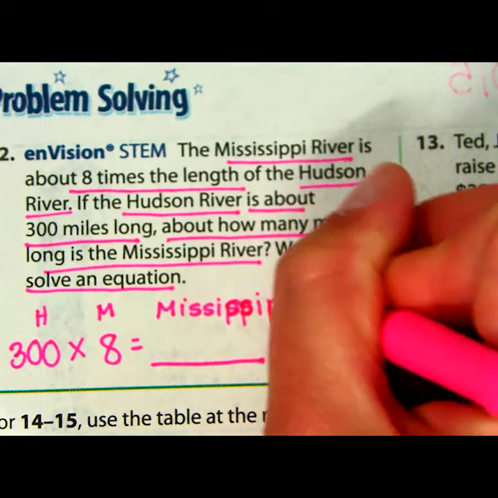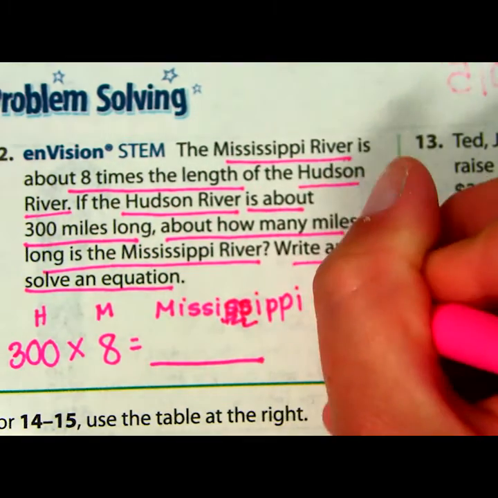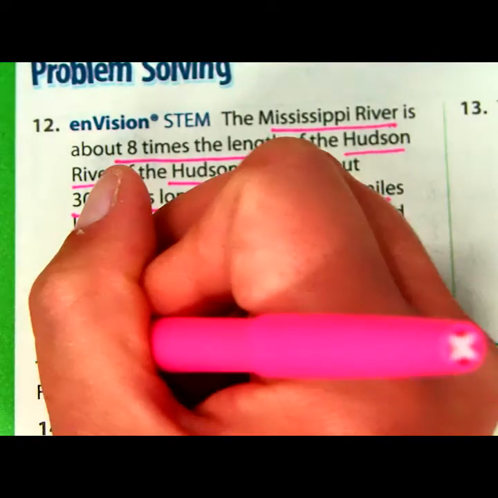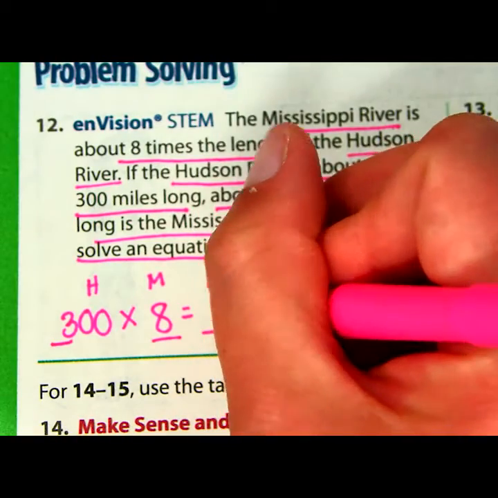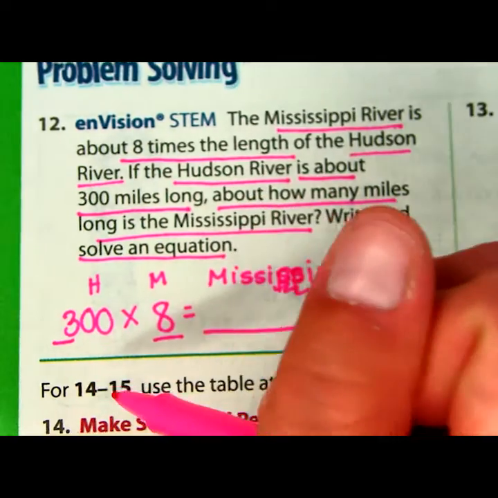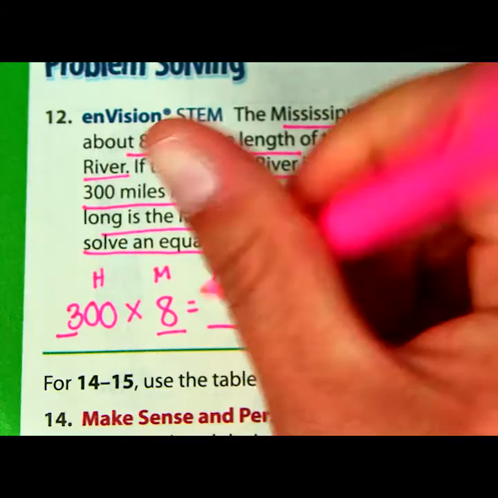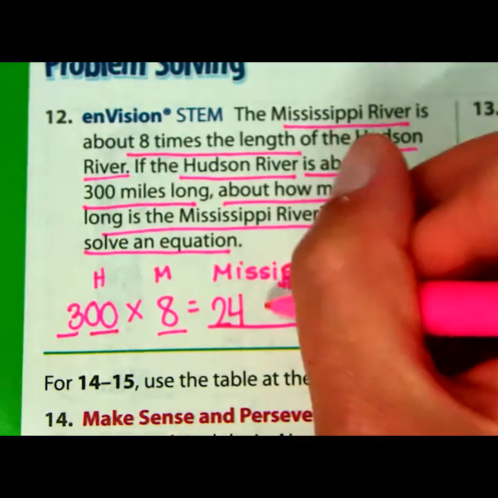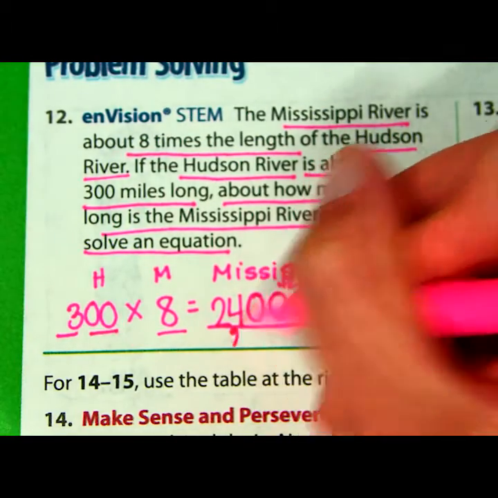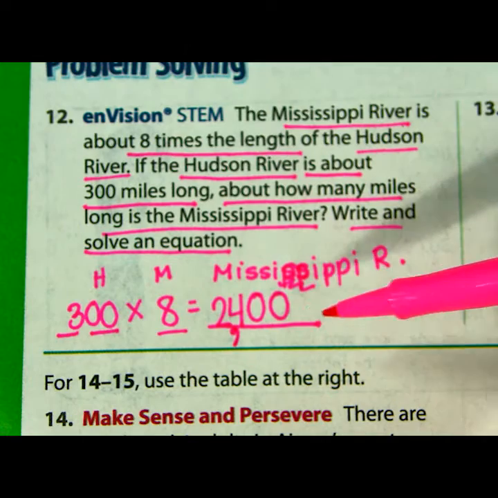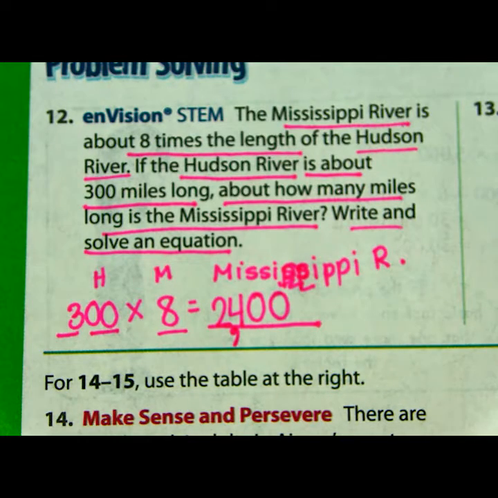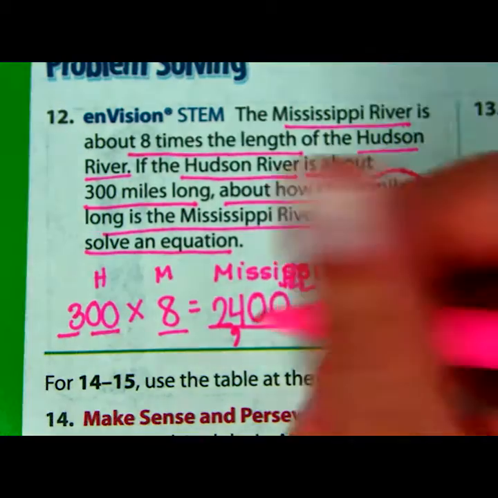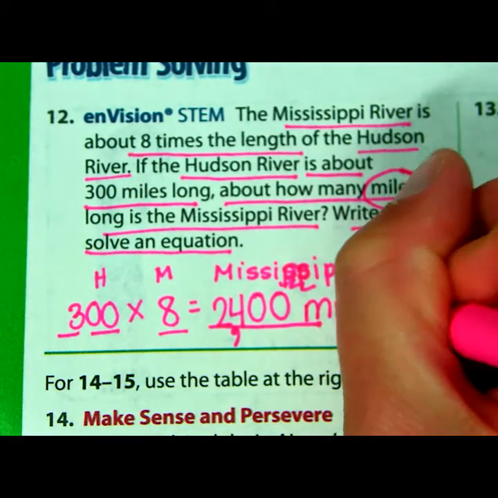The Mississippi River. We're using our basic facts, 8 times 3. If I don't know that, I can think 8 times 2 is 16, and then add on another group of 8. That would give me a product of 24. And then I have 2 zeros. The Mississippi River is about 2,400 what? Feet, inches, centimeters? Nope. Back up here to my problem. Miles. Good job on that one.